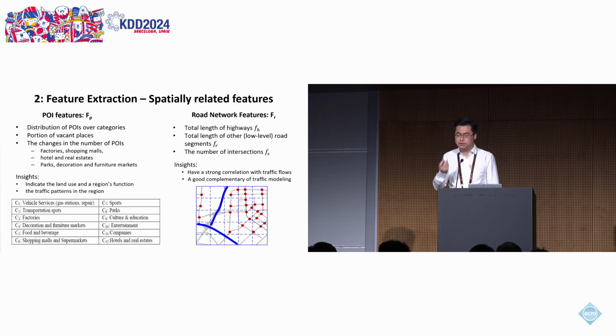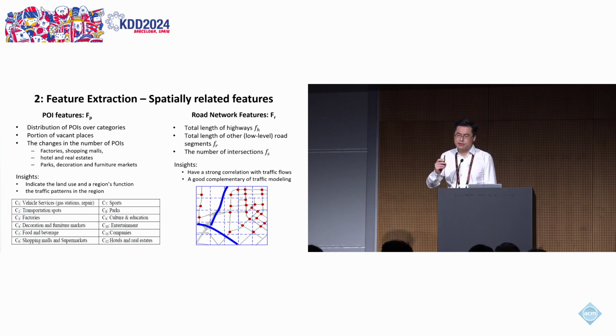Then we do feature extraction. So there are 2 categories of features. One is spatially related features. There are point of interest features and road network features. So you can see we calculate the distribution of POIs over different categories because we have domain knowledge. We know what kind of POIs could generate pollution. Okay, and we also count the number of vacant places, I mean, where there are no POIs. So this actually is kind of a feature describing the land use.